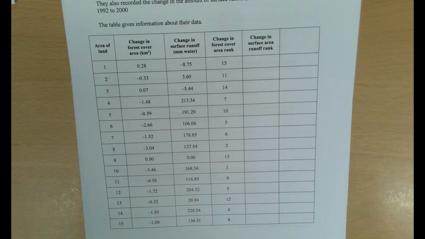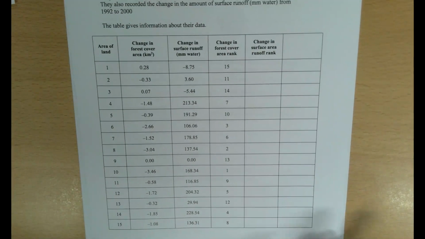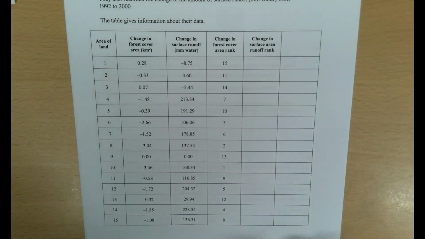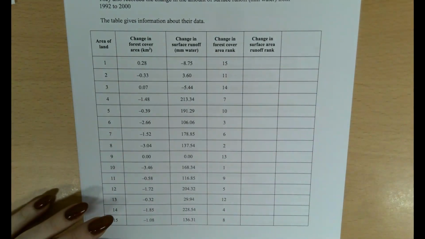Question 6. Researchers investigated the effect of changing land usage on the amount of surface runoff water for areas of land around Brandywine Creek. They recorded the change in forest cover area, kilometres squared, from 1992 to 2000. They also recorded the change in the amount of surface runoff, millimetres of water, from 1922 to 2000. The table gives this information. So we've got lots of information.